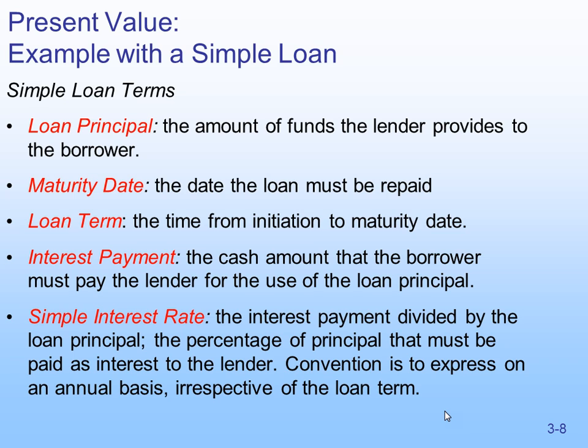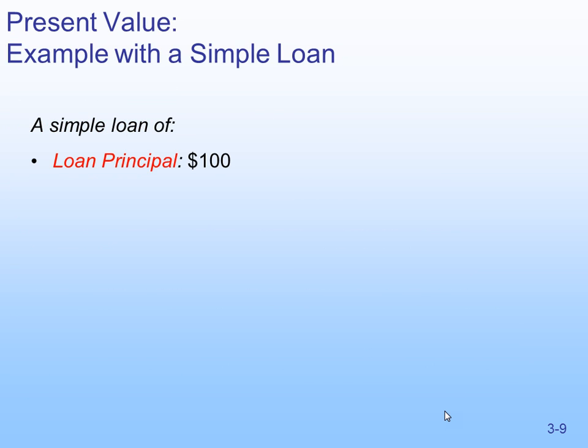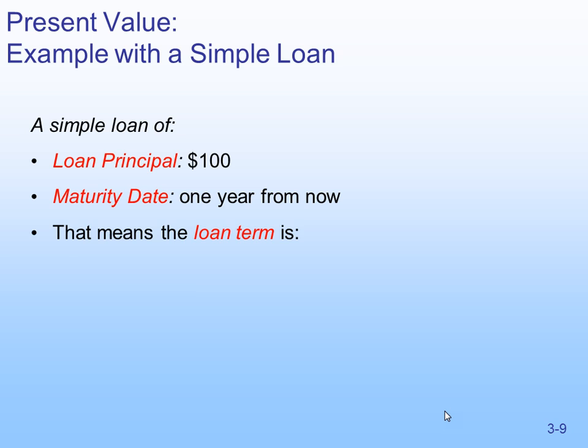All right, so think about this question first. Maybe you don't need to discuss it with each other. Suppose we have a simple loan. The principal is $100. The maturity date is 1 year from now. What's the loan term? That's the first question. That's real easy, right? What is it? 1 year. Okay. The loan term is 1 year.